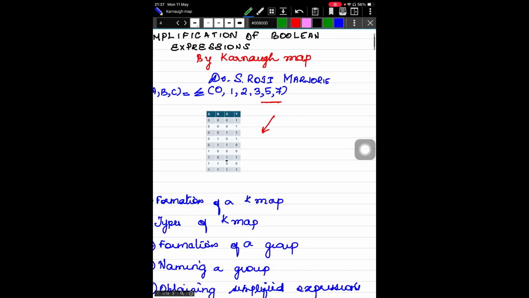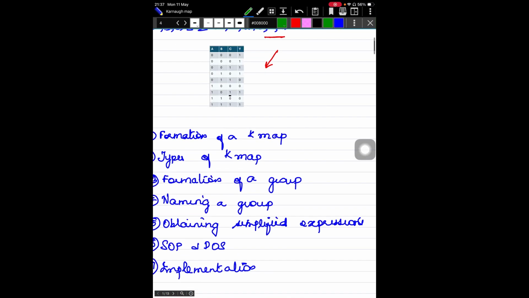For example, the binary equivalent of 0 is 0, 0, 0. The binary equivalent of 1 is 0, 0, 1, and so on.